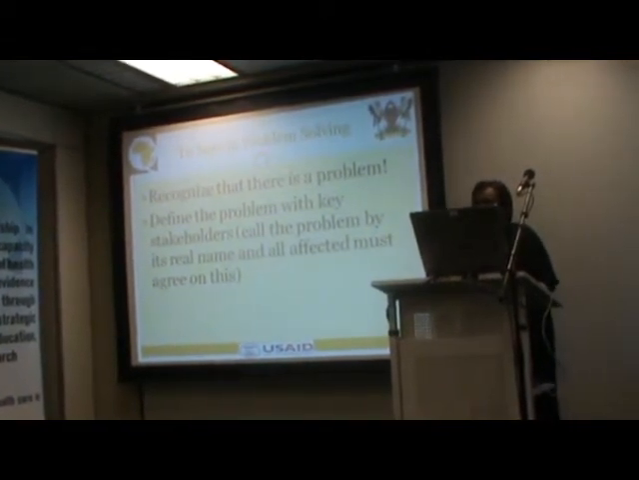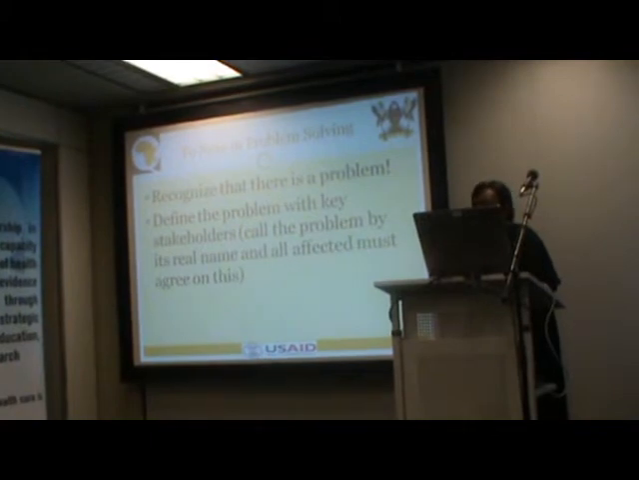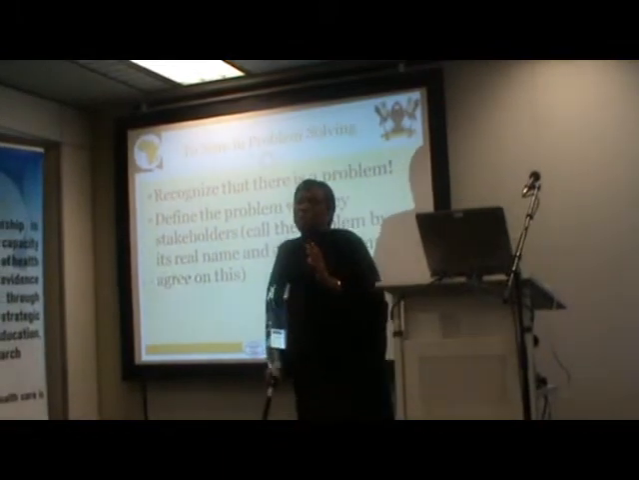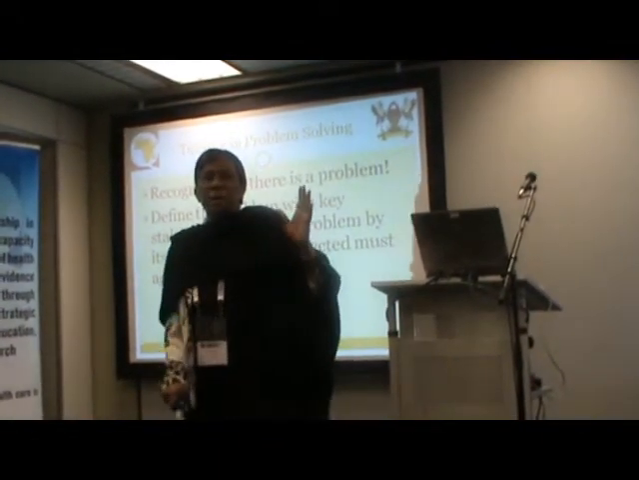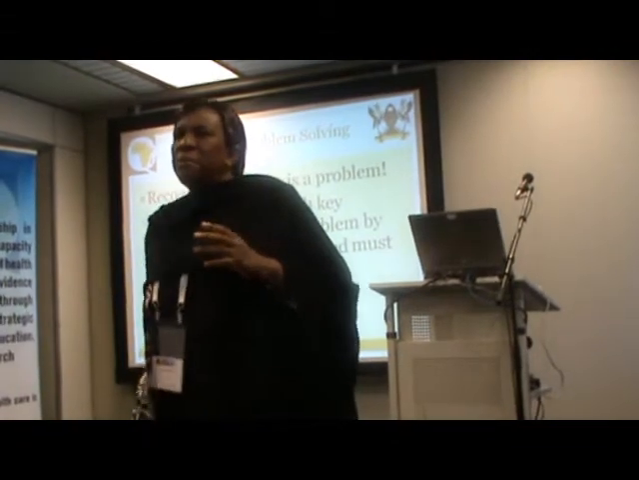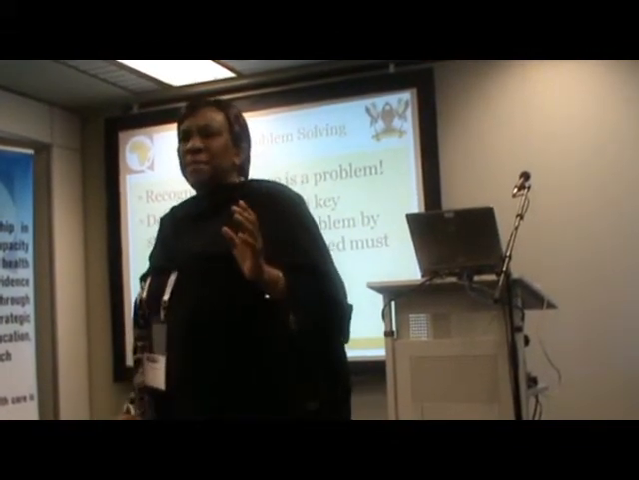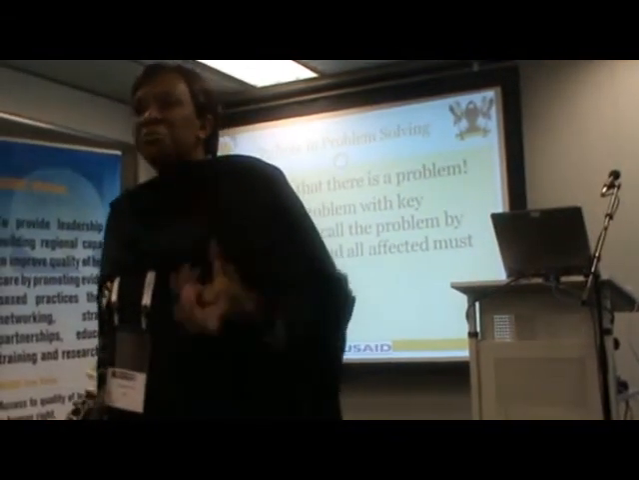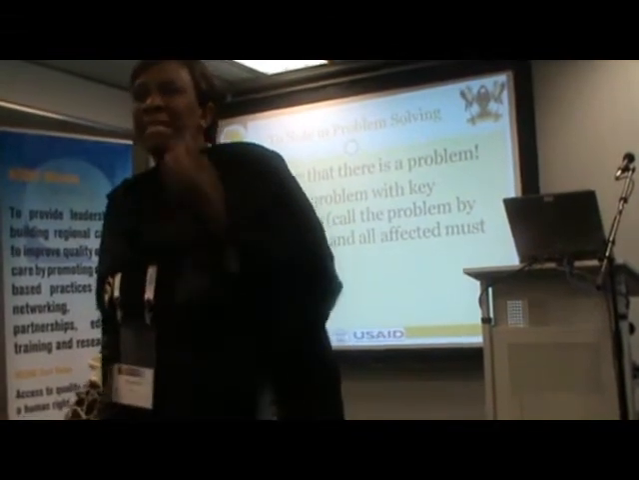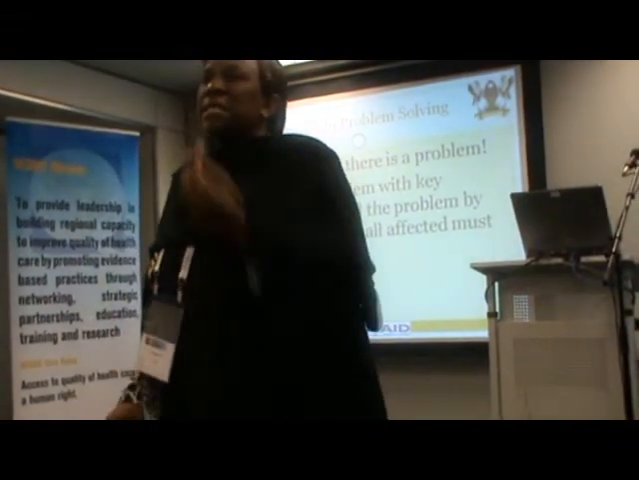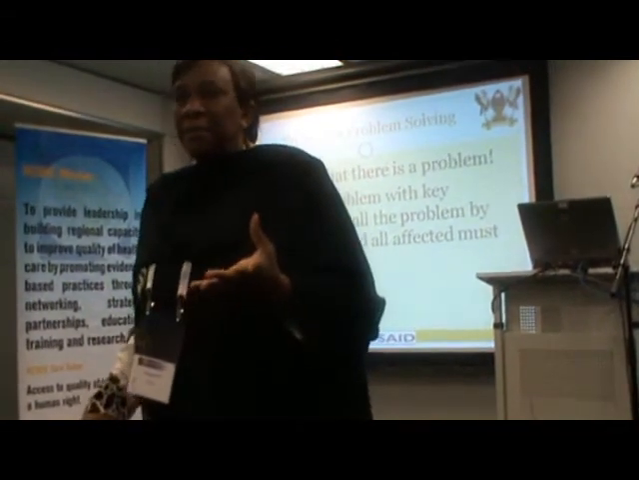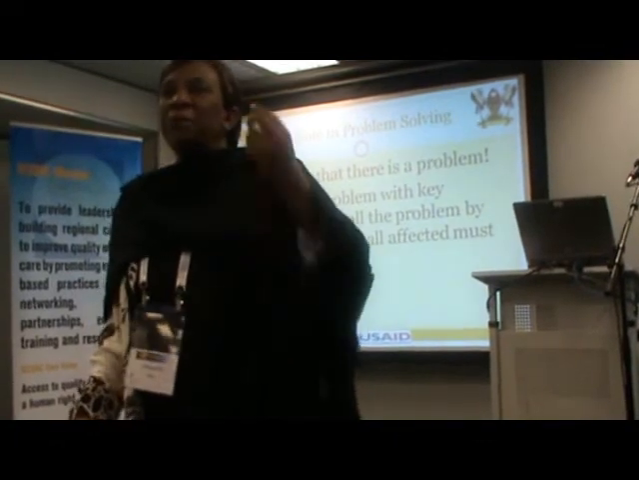First of all, recognize that there's a problem. Define the problem with the key stakeholders. Call the problem by its real name. What do we mean by that? When people say people are demoralized because they're demotivated, exactly what is demotivating them? Call the problem by its real name. Define it succinctly so that you can say, yes, the problem is this. The problem is the packages are inadequate, the salaries are low, they are not commensurate with the cost of living.